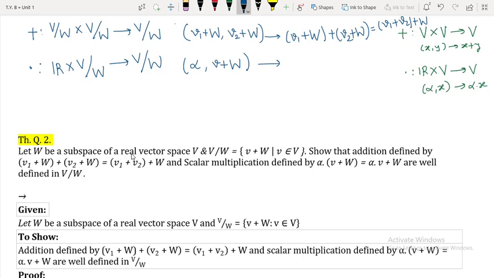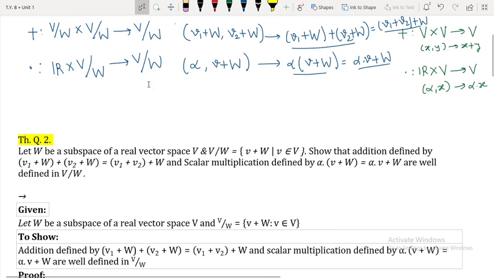Okay, and over here it is alpha inside the bracket V plus W, and further which is same as alpha V plus W. Okay, so for us now, this addition and this addition is same, this one and this one is same. So actually they have told us how to add elements of this V mod W.